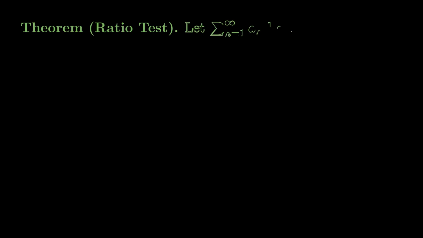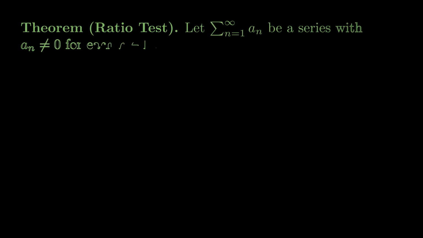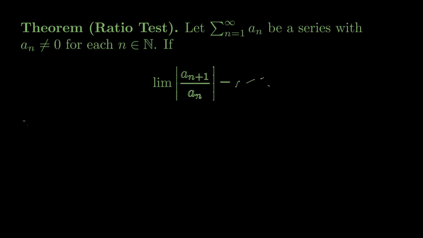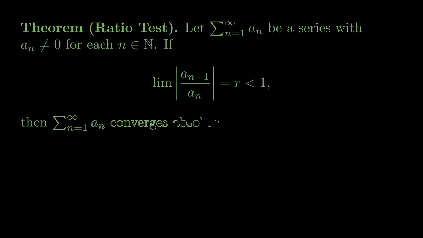In this video, we'll prove 3 more tests about series. The ratio test states that given a series a_n with all the terms a_n not equal to 0, then if the sequence a_n satisfies that the limit of the absolute value of the ratio a_{n+1} over a_n is equal to some real number r that's less than 1, then the series converges absolutely.